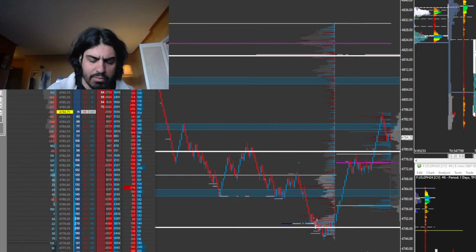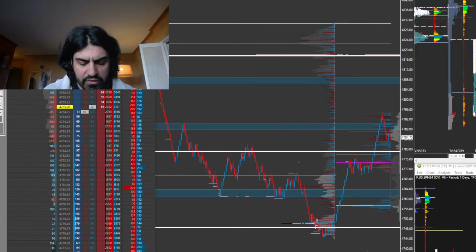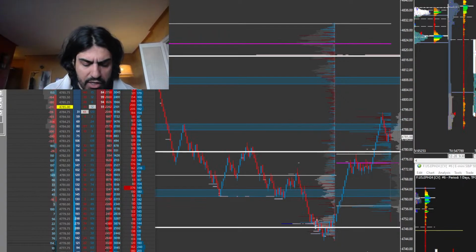We also had the U.S. initial jobless claims that came out, 205,000 versus 215,000 estimate. Prior week was 202,000, estimated at 220.